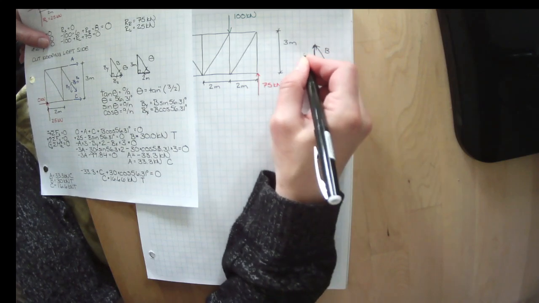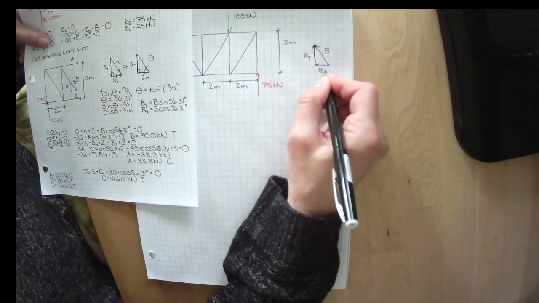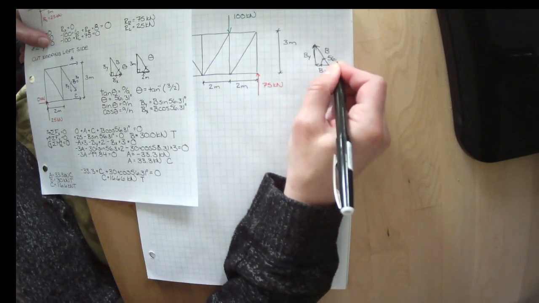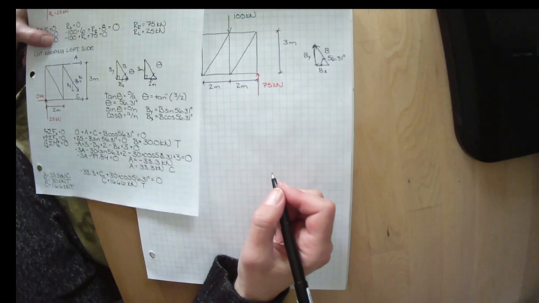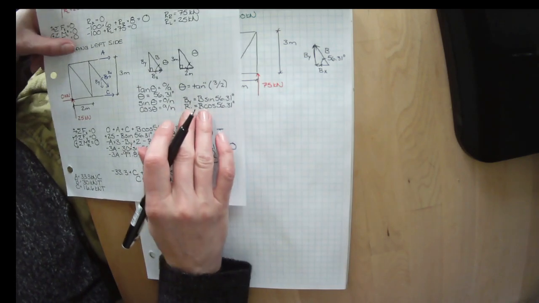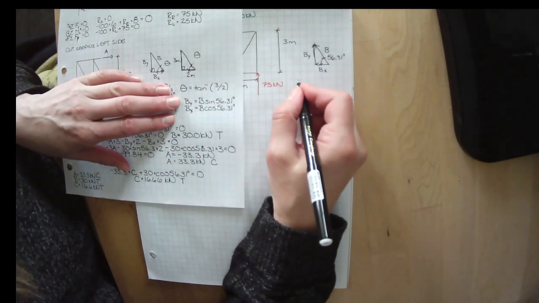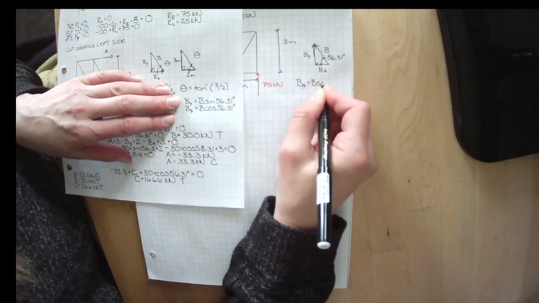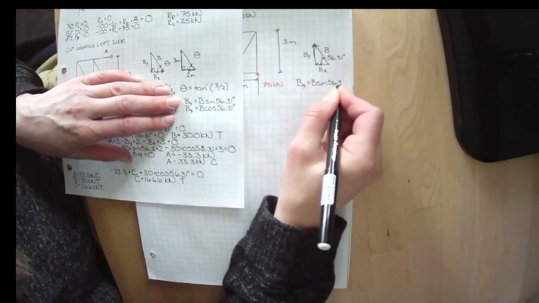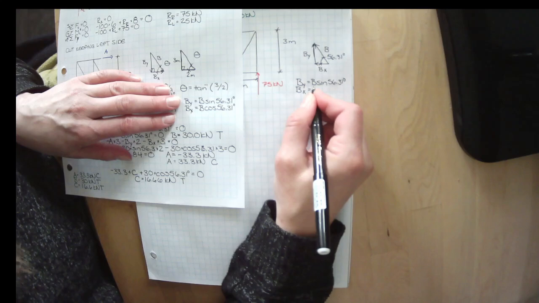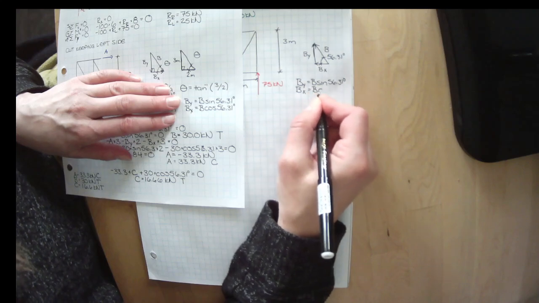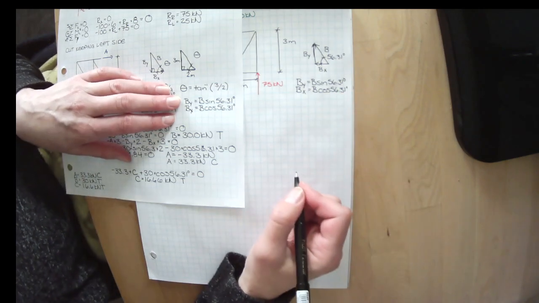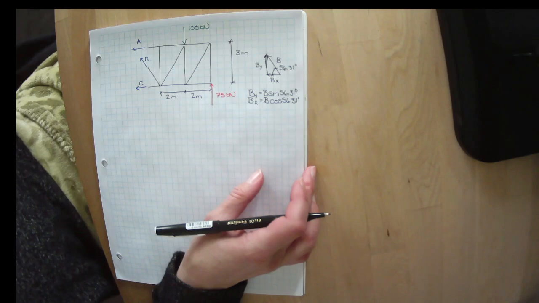But this is B, this is BY, and this is BX, and that's an angle of 56.31 degrees. So that means still, if we go through all this, we see that BY equals B sine 56.31 degrees, and BX equals B cos 56.31 degrees. So at least that step we've already done.